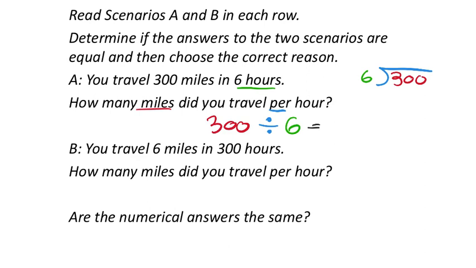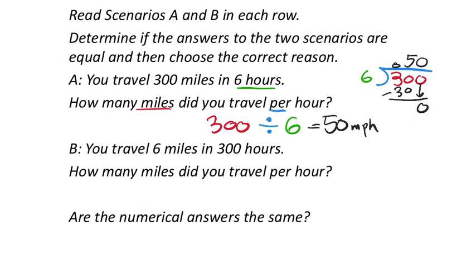6 won't go into 3, but it will go into 30 five times, so there's a 0 there. 5 times 6 is 30, so that was all used up. But dropping that 0, 6 goes into 0 zero times. So this means that you would have been traveling at 50 miles per hour, which I'm just going to show as mph. Pretty fast, you know. In my mind, for some reason, you're running, that makes it really fast.